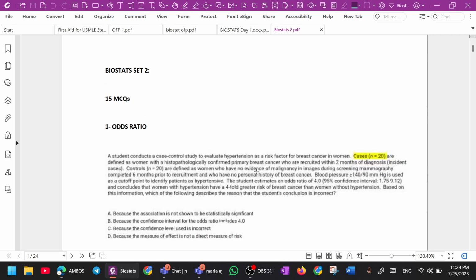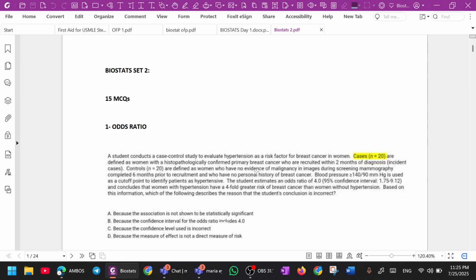Okay. Odds ratio. A student conducts a case control study to evaluate hypertension as a risk factor for breast cancer in women. Cases, n equal to 20, are defined as women with histopathologically confirmed primary breast cancer who are recruited within 2 months of diagnosis. Incident cases and controls, n equal to 20, are defined as women who have no evidence of malignancy in images during screening mammography completed 6 months prior to recruitment, and who have no personal history of breast cancer.